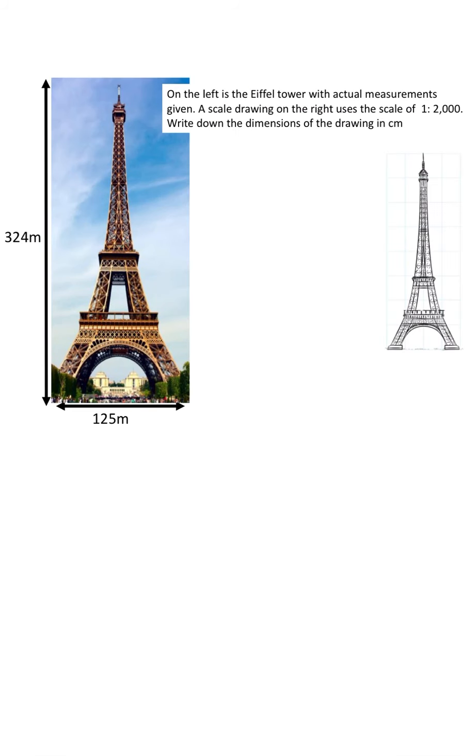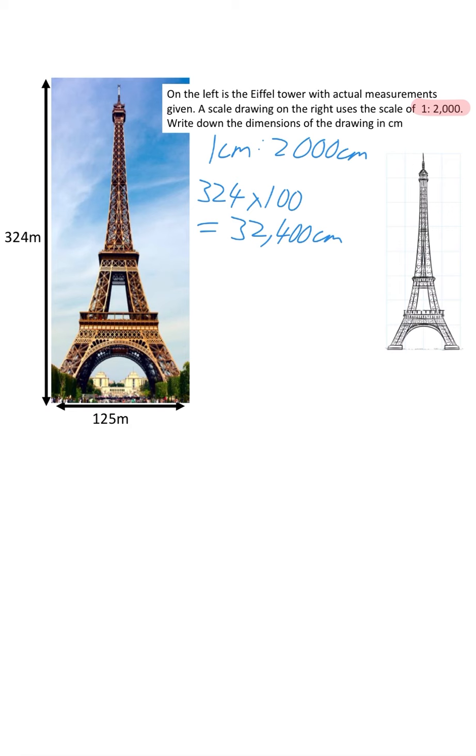We'll do one more. So on the left is the Eiffel Tower with the actual measurements given. Then on the right, we have a scale drawing using the scale of 1 to 2000. Write down the dimensions then of the drawing in centimetres. So our scale is 1 centimeter represents 2000 centimeters. So that's 324 meters. Let's change that to centimeters. So 324 times 100 is going to be 32,400 centimeters.